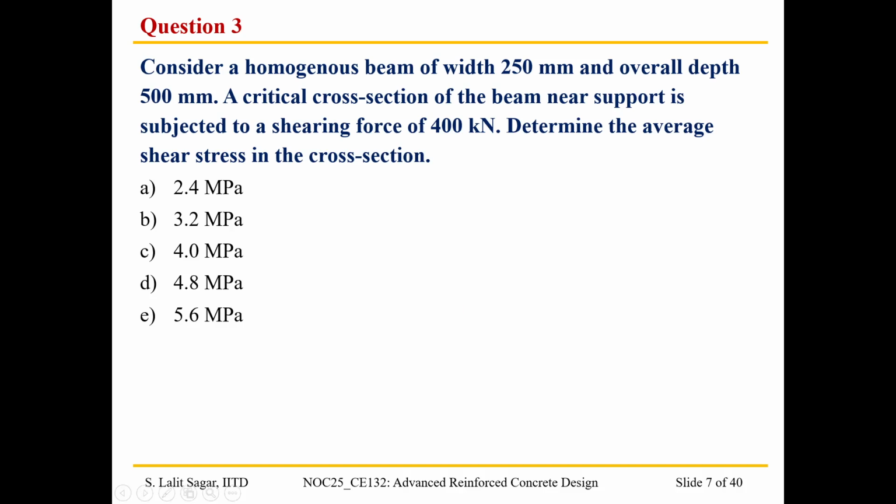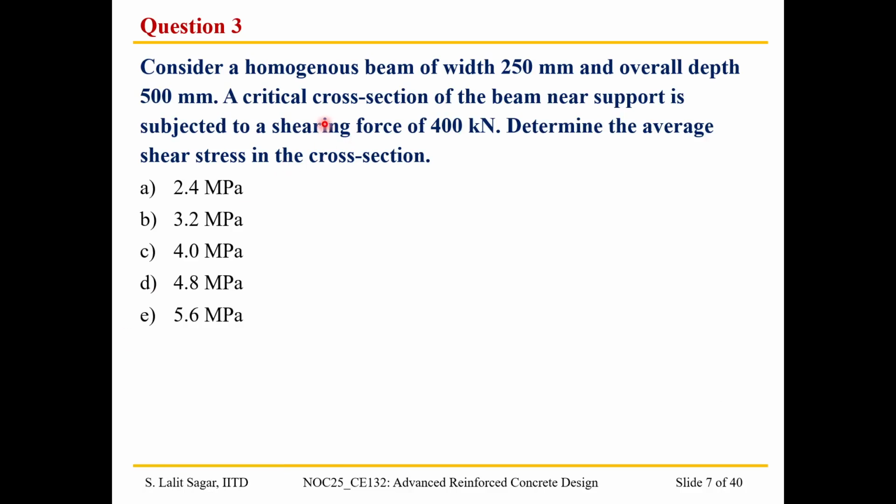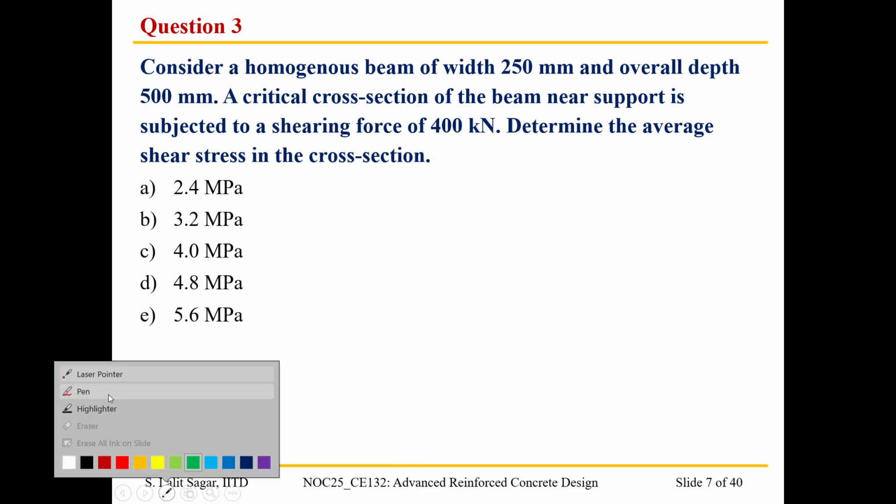We are going to solve some numerical examples now. Consider a homogeneous beam having a width of 250 mm and overall depth of 500 mm, subjected to a shearing force of 400 kilonewton. Determine the average shear stress in the cross section. Kindly take a few minutes and let me know what is the correct response. I'm going to start solving the problem simultaneously.